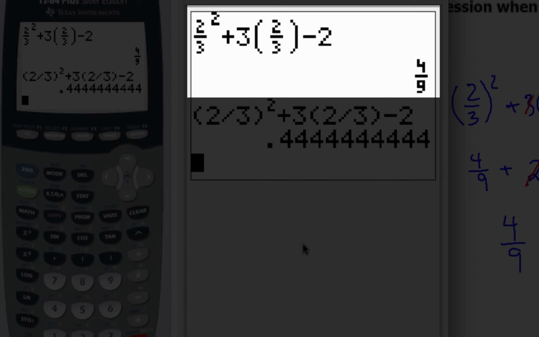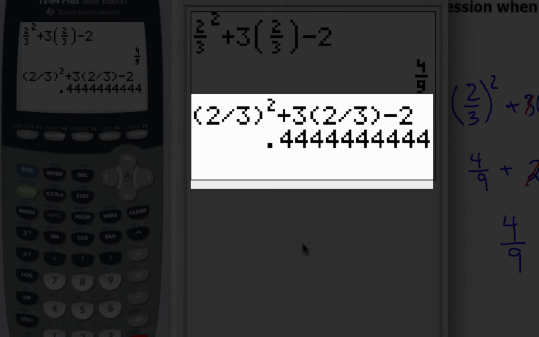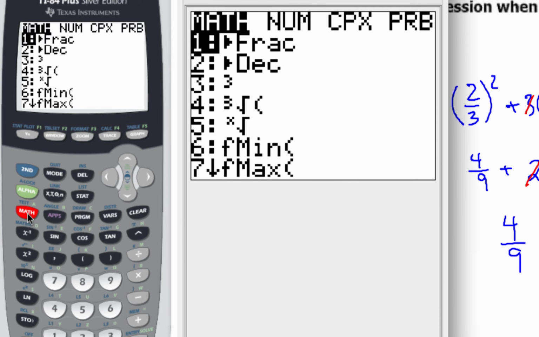fraction. Now if your calculator doesn't have that ability to put it in a fraction form like that, because you have to upgrade your operating system, then the way that you would key it in would look just like that second piece there. And notice we get our answer as a decimal. And by this time in your course, you should know how to change a fraction to, or decimal to a fraction, simply by hitting the math button. And look at that beautiful option number 1 there, frac.